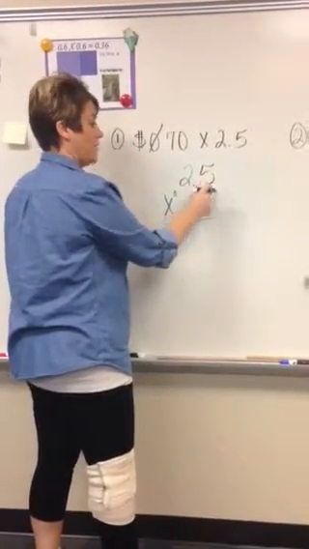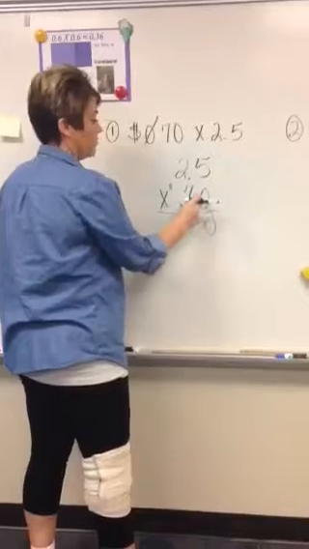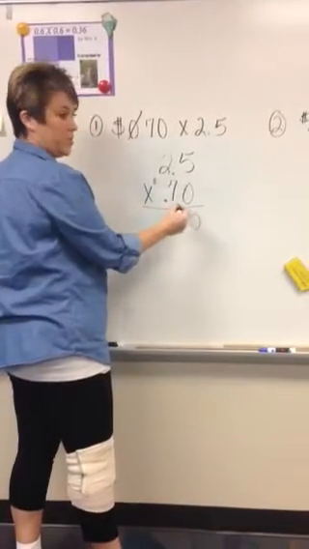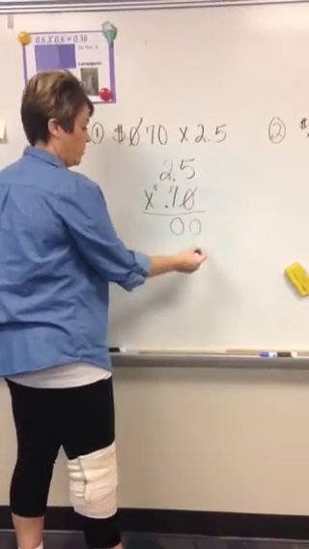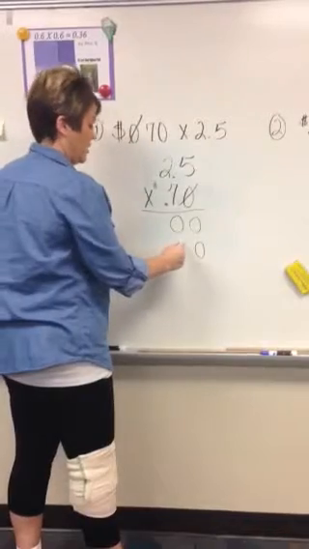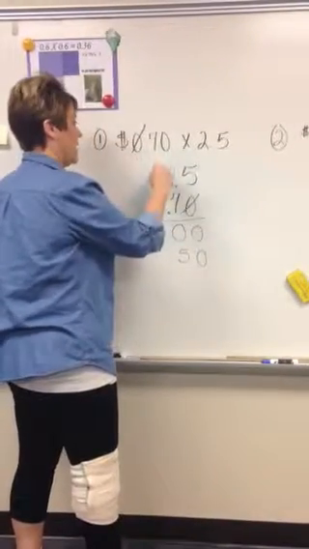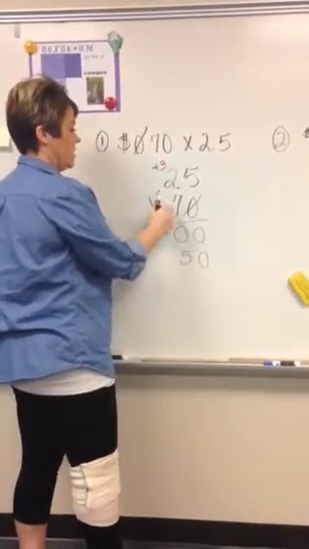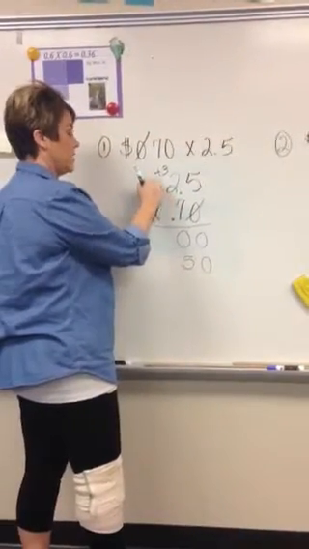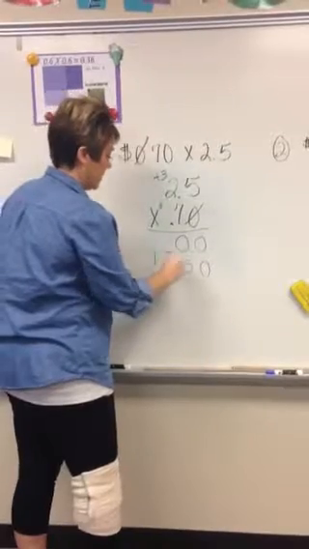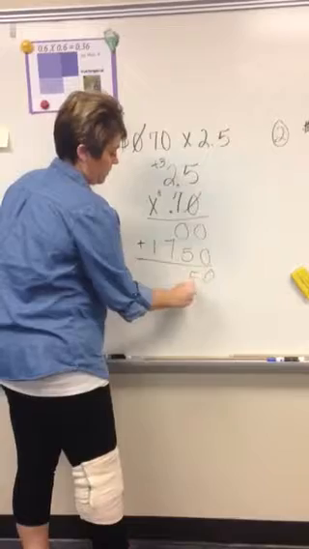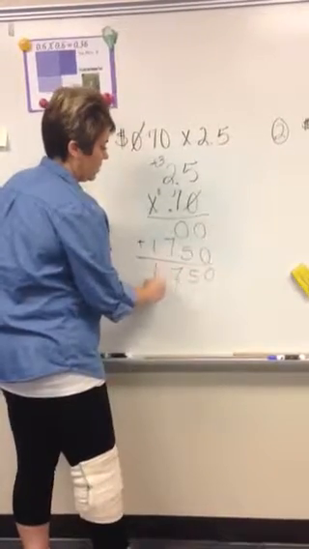0 times 5 is 0. 0 times 2 is 0. I've multiplied by 0, so now I want to put a 0 placeholder. 7 times 5 is 35. 5 goes down, plus 3 goes up. 7 times 2 is 14, plus 3 is 17. Now I'm ready to add 0, 5, 7, 1.